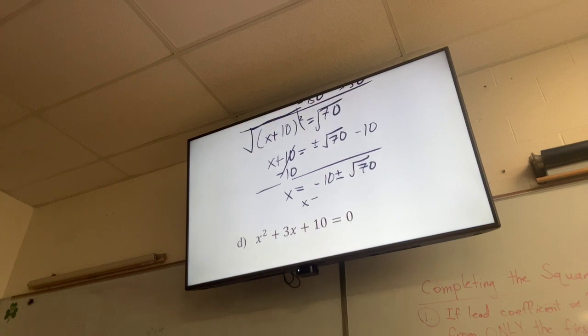So my two solutions are x equals negative 10 plus root 70, and x equals negative 10 minus root 70. So get a good picture of these steps with your iPad or something, and then come back at 12:30.